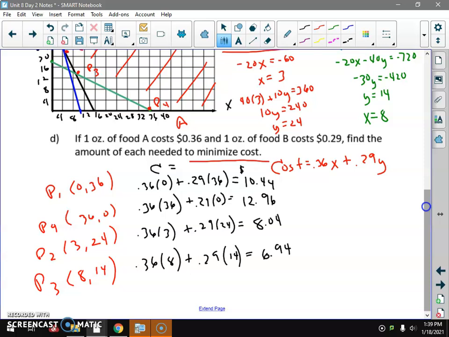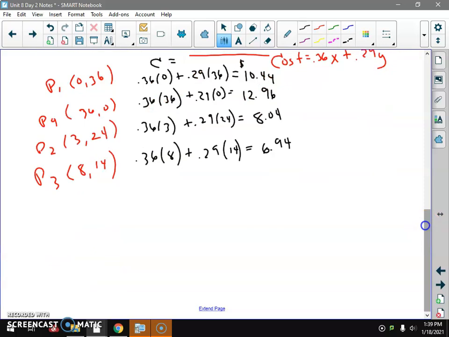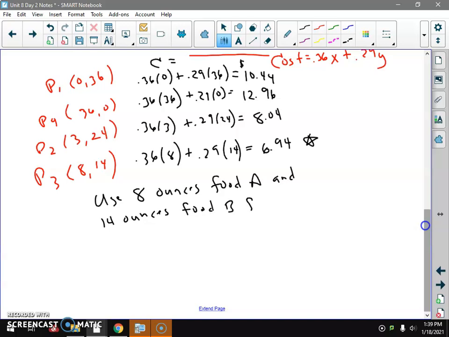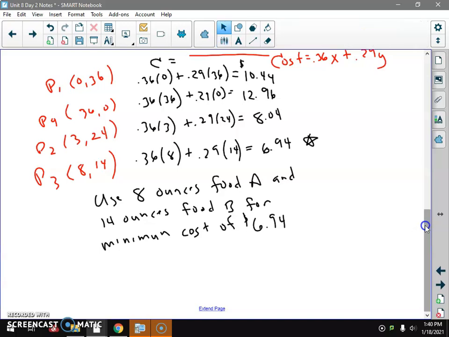And what are we looking to do? We're looking to minimize cost. So I want to see the lowest one, and that would be this. So what's the answer to the question? Use 8 ounces of food A and 14 ounces of food B for a minimum cost of $6.94.